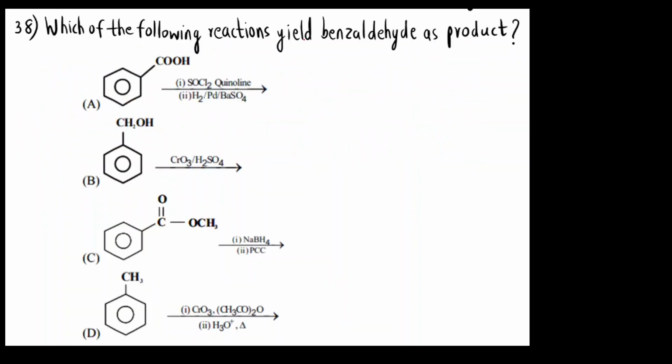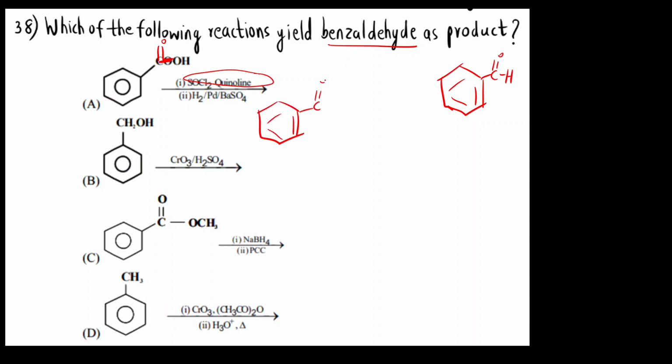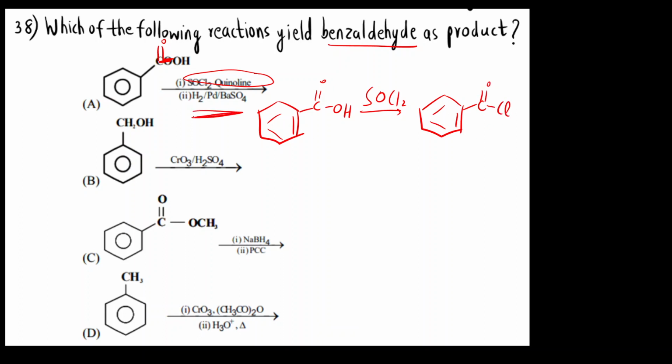38. Which of the following reaction yield benzaldehyde as a product? You must know what is benzaldehyde. Benzene, C double bond O H. Okay, first one is SOCl2 quinoline. This is a substitution reaction. C double bond O OH. Okay, let me write here again. C double bond O OH. Okay, I add SOCl2. There will be substitution reaction. What I will get? I will get benzoyl chloride, COCl.